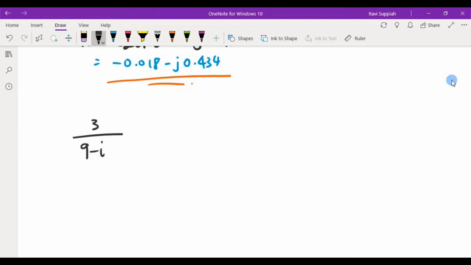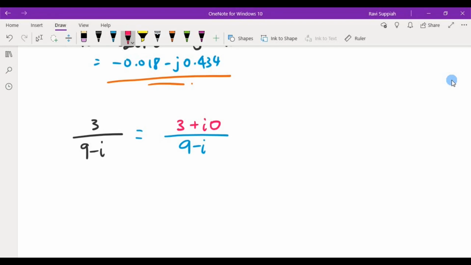Now how do we proceed with this? For the denominator, it's quite straightforward, where we just keep it as it is, 9 minus j. But the numerator, as you can see, doesn't seem to have any imaginary part, correct? It only has a real part. So the imaginary part is effectively 0. So you can just write it as 3 plus j0. So that is an easy way to proceed with this question.